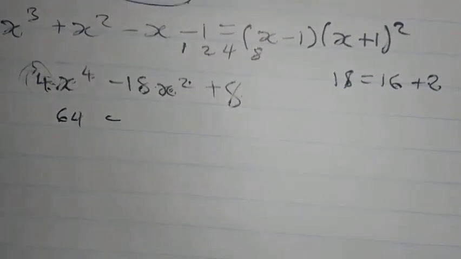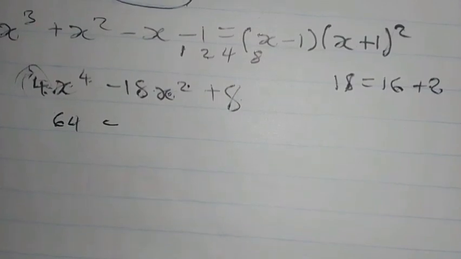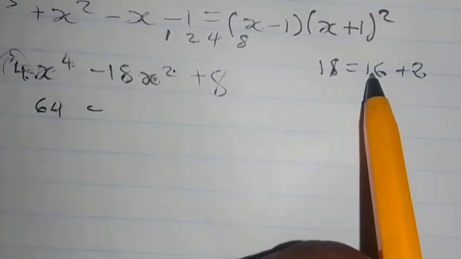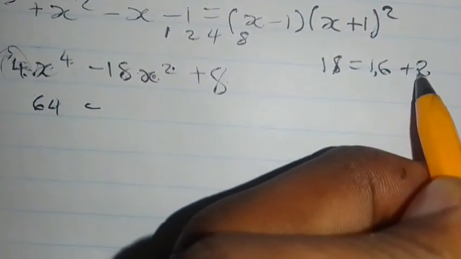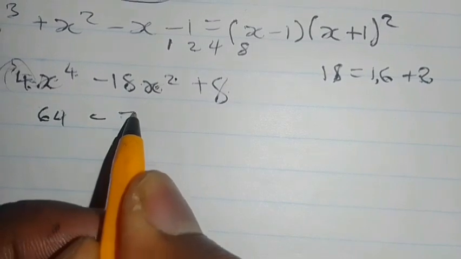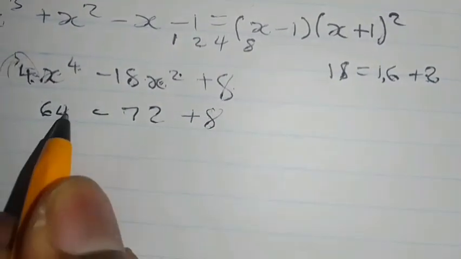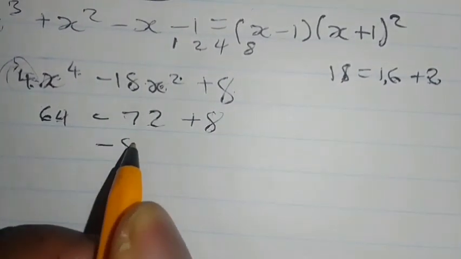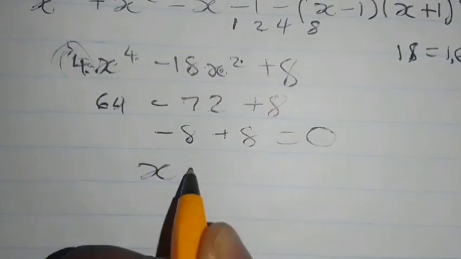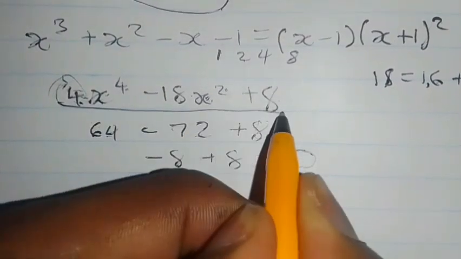Okay, let me think on that. 16 times 4, it's 64. And 2 times 4, it's 8. 64 plus 8, that's going to be 72. Then we have 8. This minus this will be minus 8. Then we have plus 8, and it's going to give us 0. So that means that x equals 2 gives us 0 for this equation here.